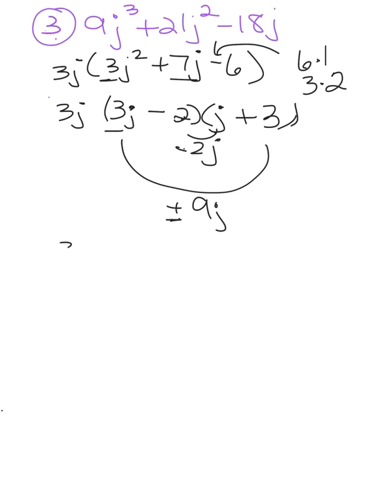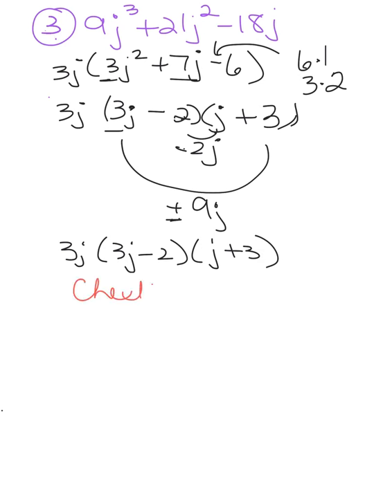Now I'm going to rewrite this, and again, I'm going to check using FOIL. This helps me with not only did I put the numbers in the right spot, but are my signs correct? So let's check it and see what happens. So again, I'm going to rewrite my 3j, and then my first is going to be 3j squared. My outside is plus 9j. My inside is minus 2j. And my last is minus 6.